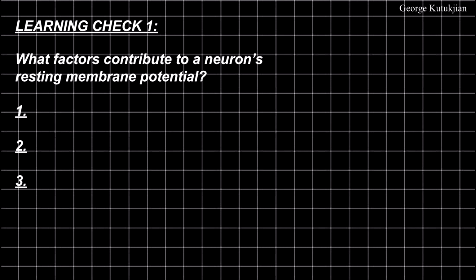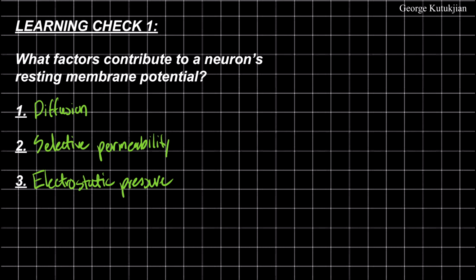Let's test our knowledge one more time. We're going to go over everything that we discussed in the beginning of the video. So pause this video and then come back when you're ready to answer. So what factors contribute to a neuron's resting membrane potential? Remember, that's diffusion, selective permeability, and electrostatic pressure.